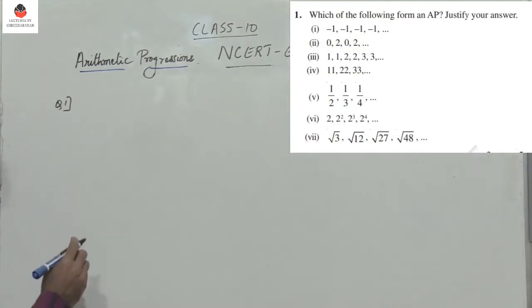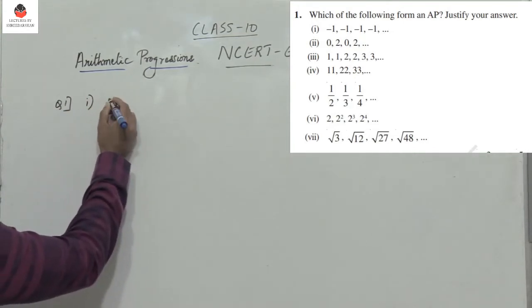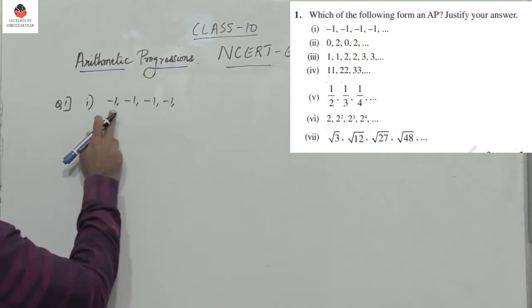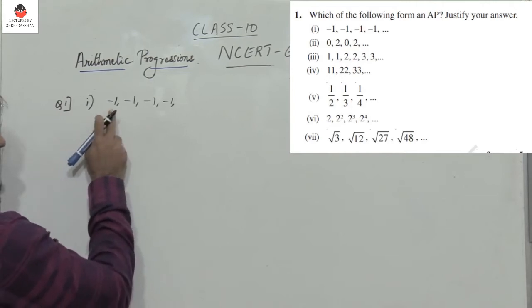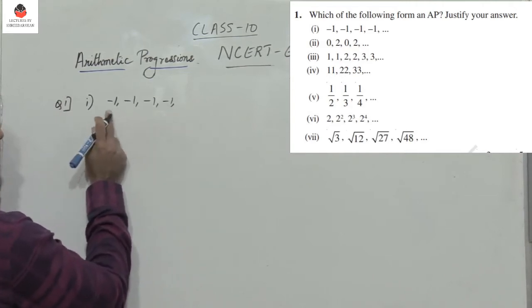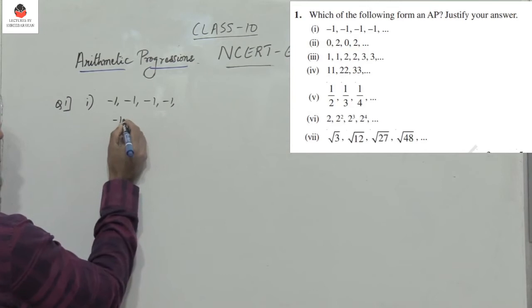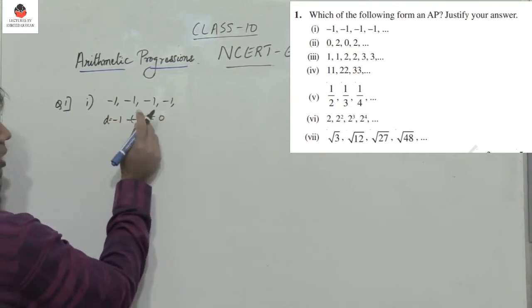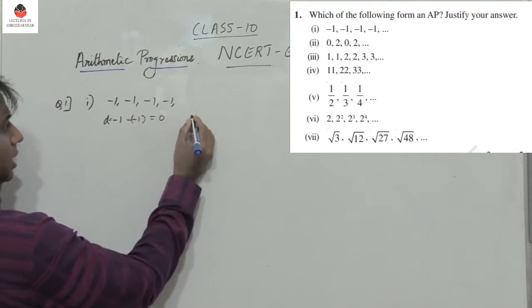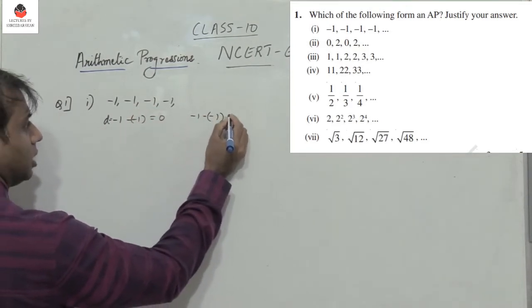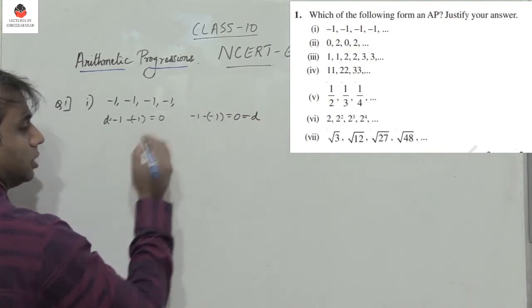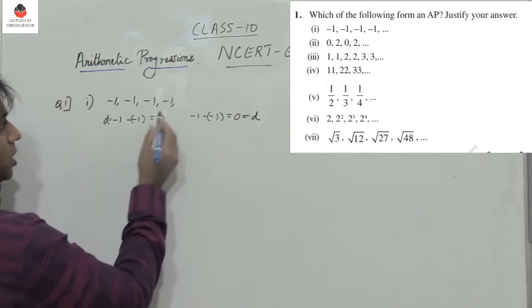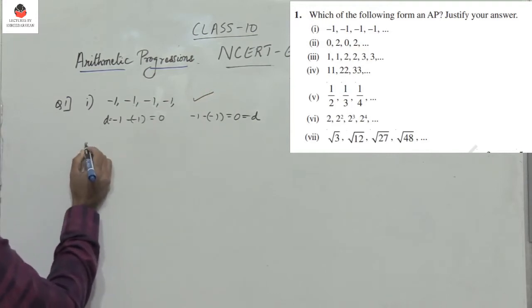Which of the following form an AP? Justify your answer. The first one is minus 1, minus 1, minus 1, minus 1. If you observe this sequence, subtracting the second from the first, minus 1 minus of minus 1, I get 0 as the common difference. Subtract the third from the second, minus 1 minus of minus 1 is again 0. So the common difference between any two consecutive terms is 0, so this forms an arithmetic progression.